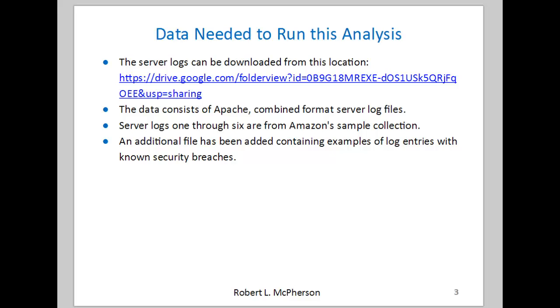Data needed to run this analysis are located at the URL provided here. You can pause and jot that URL down if you're interested in going and downloading a copy for yourselves. The data consists of 6 Apache server logs from Amazon's sample collection. There's a 7th log which I added that includes known security breaches.